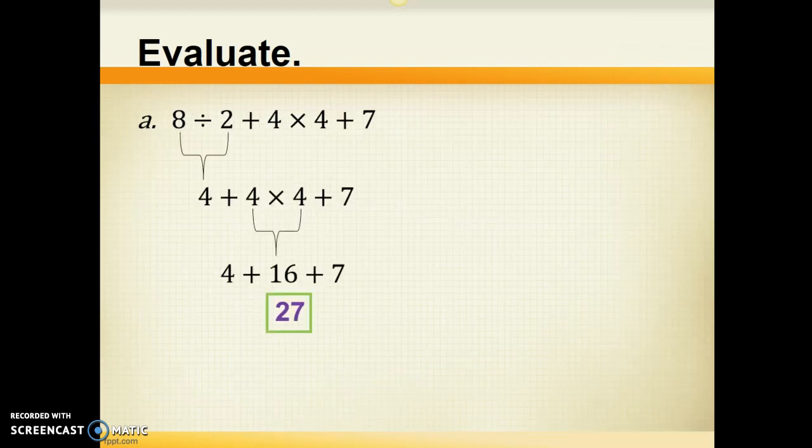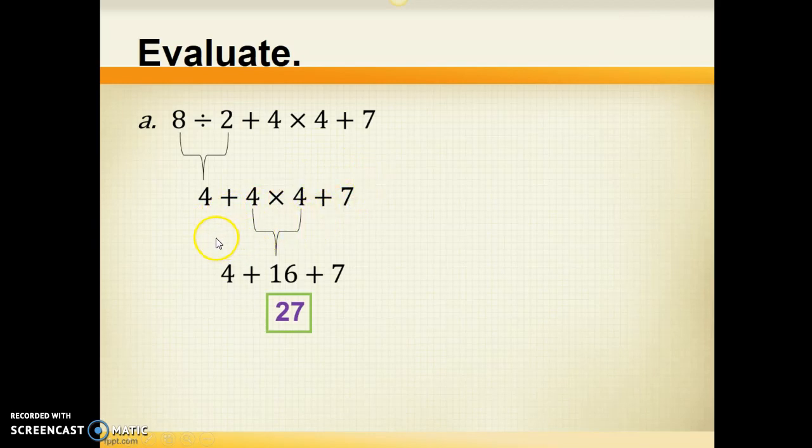For example A, according to order of operations, we need to do division and multiplication in the order that they occur because we don't have parentheses or exponents. So 8 divided by 2 will give us 4. Then we'll bring everything else down. So plus 4 times 4 plus 7.